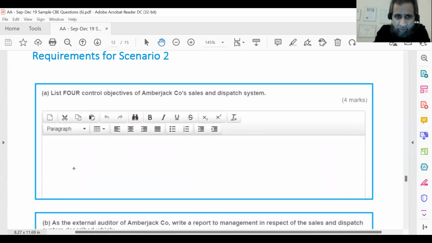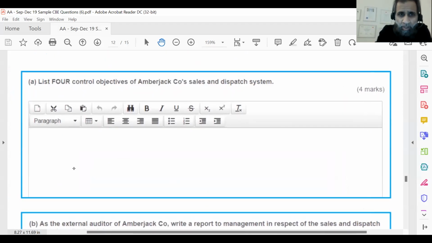See how easy this question is. It's just asking you to list 4 control objectives of a sales system. 4 marks, just list them. Sales are made to the right customer. Sales are accurately recorded. Cash is collected within a reasonable period. I've given you more than 4 in my presentation. You just need to list them, 1, 2, 3, 4, and you get 4 bonus marks. The examiner is not saying explain them, list them.